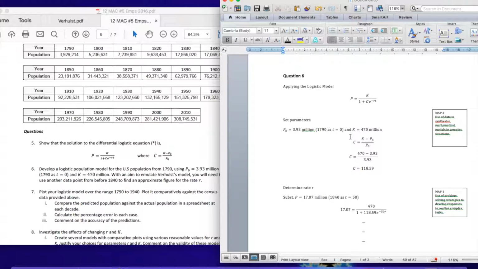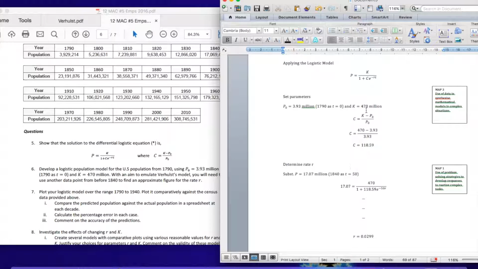So C is a simple thing to calculate. It's just the difference of the carrying capacity and the initial population divided by the initial population. And so putting the numbers in here, we figure it out to be 118.59. Now that goes in here.